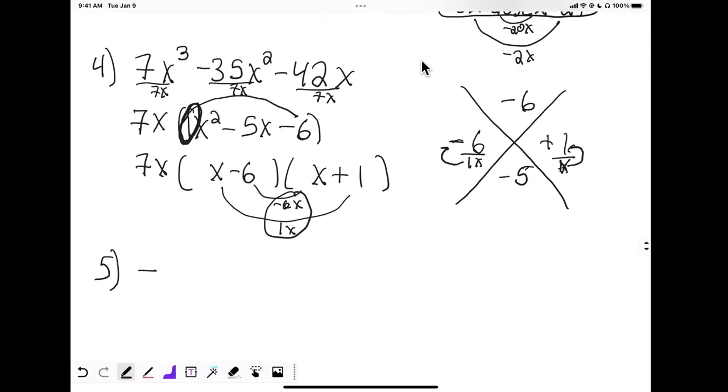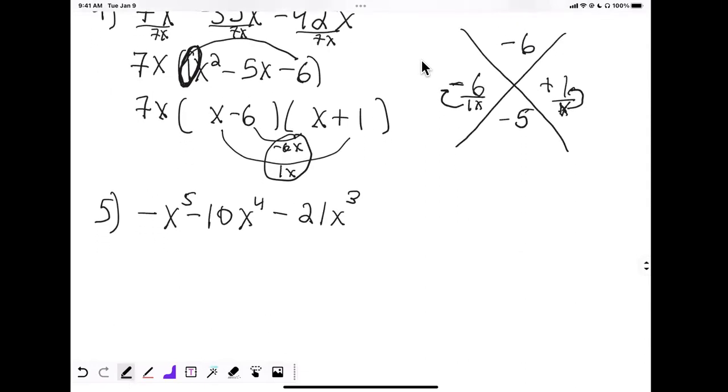Negative x to the 5th minus 10x to the 4th minus 21x cubed. Again, I see lots of x's, so I know we can take x's out. But I also see here that's a negative 1 coefficient, so I can't take any numbers out, but I can take the negative part out, which is like negative 1. We have to take a negative out if it's first. So I know we have to take a negative out.